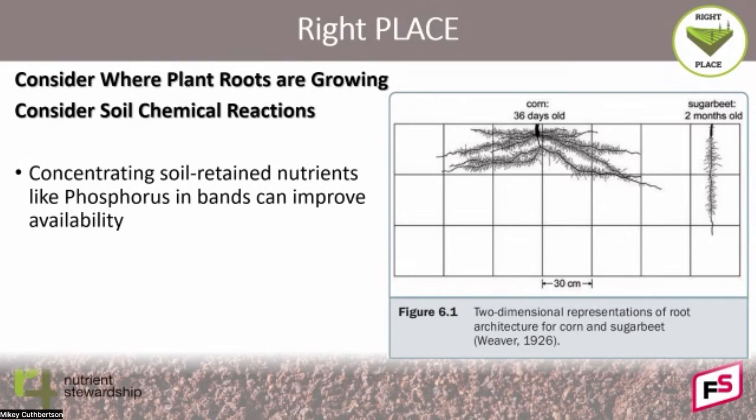Looking at the right place, I liked this chart of what a corn plant looks like, a 36-day-old corn root plant, and we can see where those roots are compared to a sugar beet. That's 2 months old, and it's more narrow and straight down. So understanding your crop and where those roots are is very helpful in where we want to place those nutrients. So maybe banding phosphorus, as an example, so that those roots are able to get it better.